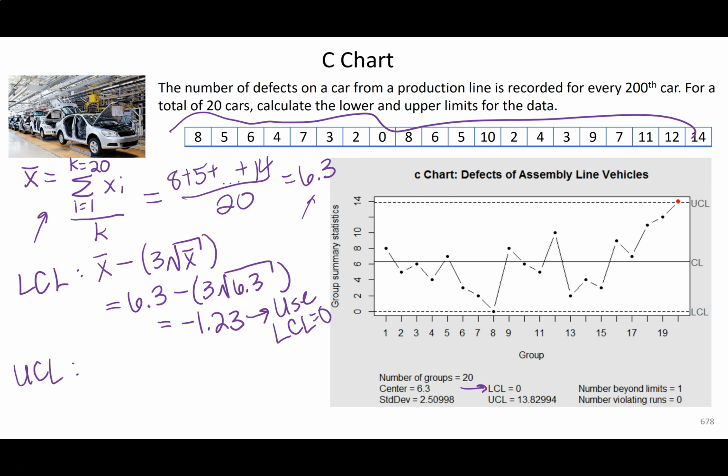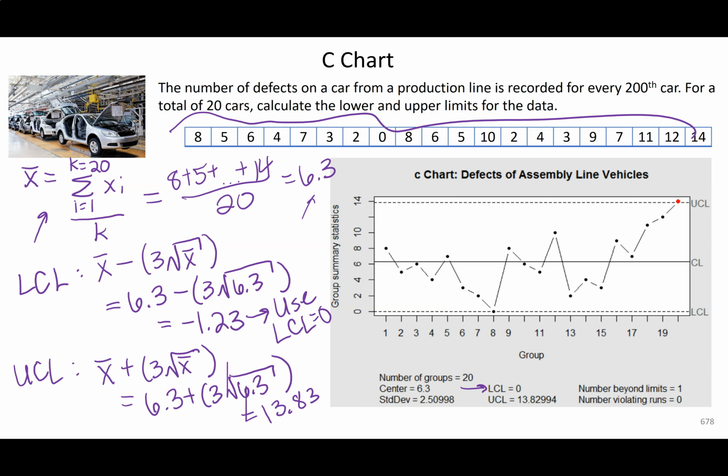Our upper control limit is x bar plus 3 times the square root of x bar. It's the same numbers except I'm going to add 3 times the square root of 6.3. I'm going to get 13.83. Looking here, yes, they got something similar. Slightly different rounding is why this sometimes ends up being a little bit off. This is an excellent way to check your answer. It does not work in and of itself. So if we ask you to calculate it, we will want to see this.